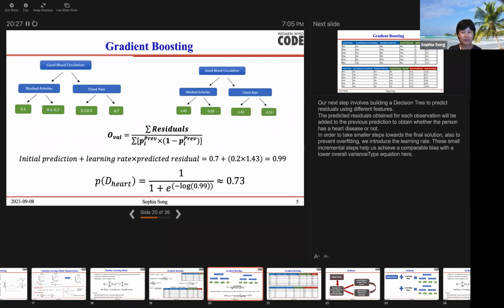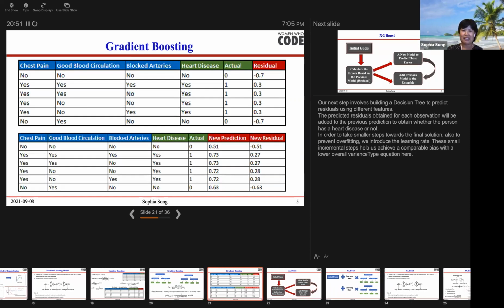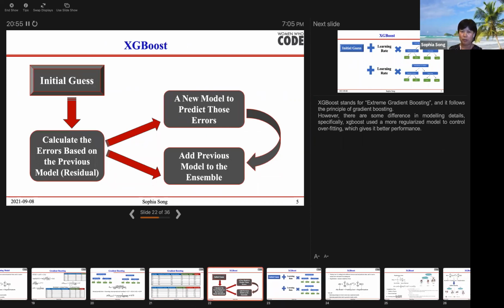This one is a classification problem. Actually, it's a probability. Sometimes we set up a threshold: if your probability is above 0.5, we classify it as one label. If it's smaller than 0.5, we classify it as another label. This is also how XGBoost works.